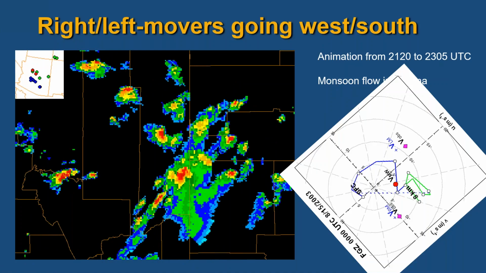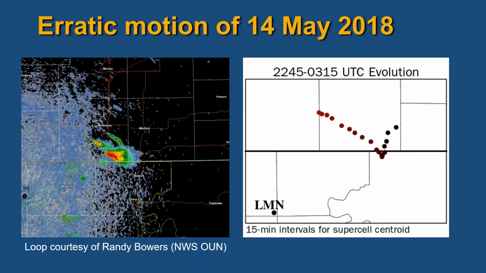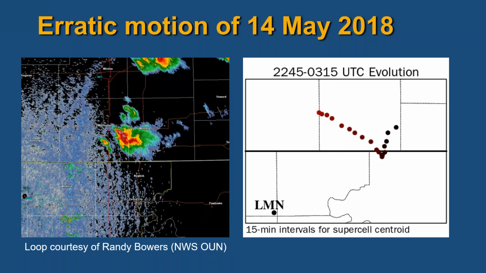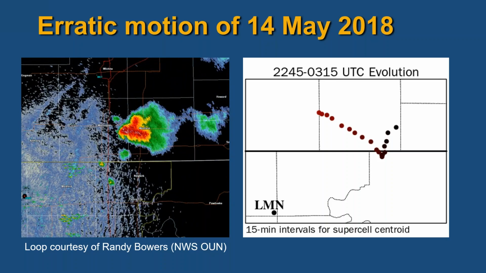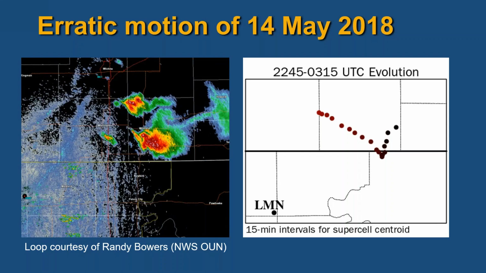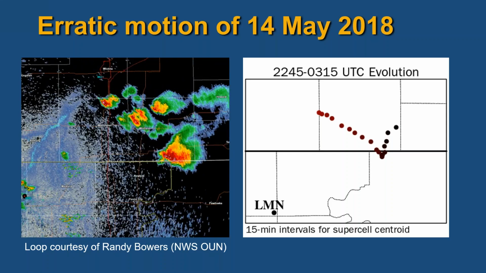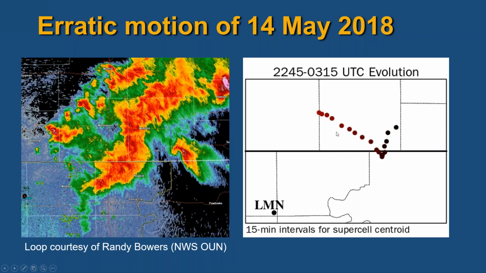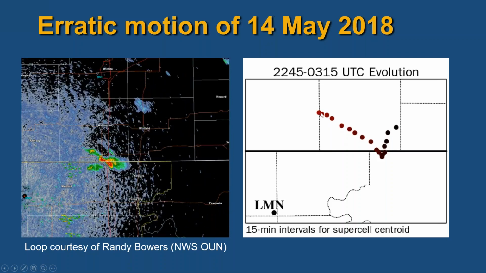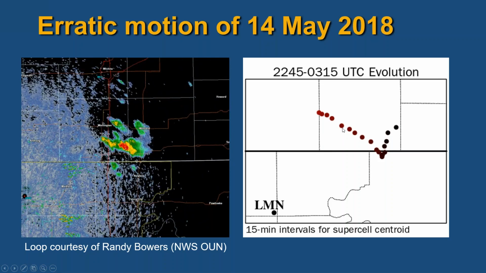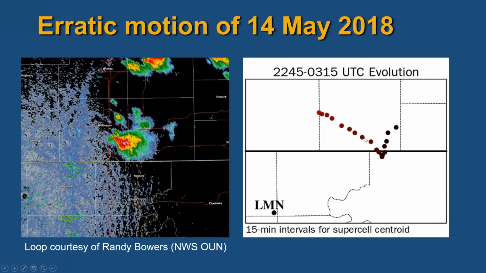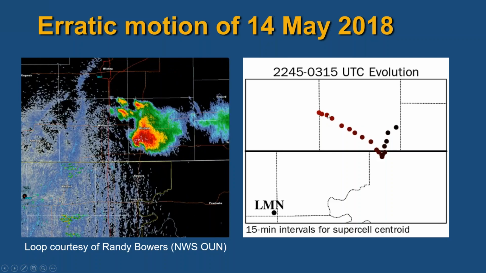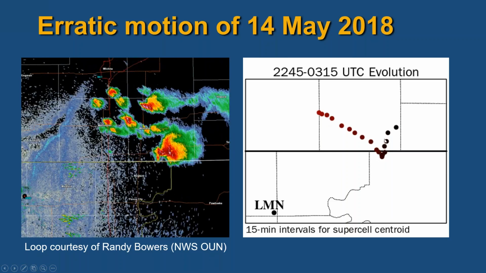All right, so now we're going to get to a very interesting case that was brought to my attention by Randy Bowers, and I noted it was actually tweeted about and got quite a bit of social media attention. So what is going on here? First of all, I just want to point out on the right image, I have the centroids plotted every 15 minutes of this supercell, which was a cyclonic, right-moving supercell for its entire life. And so it did go southeast and then north and northeast.